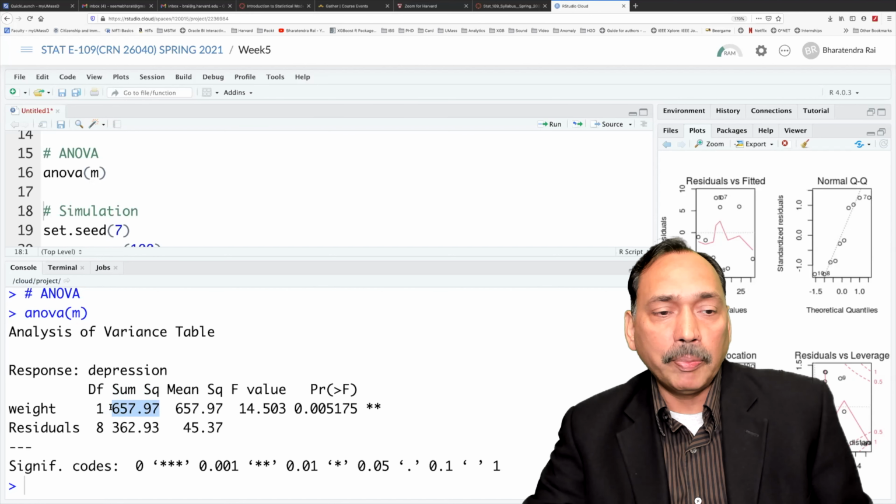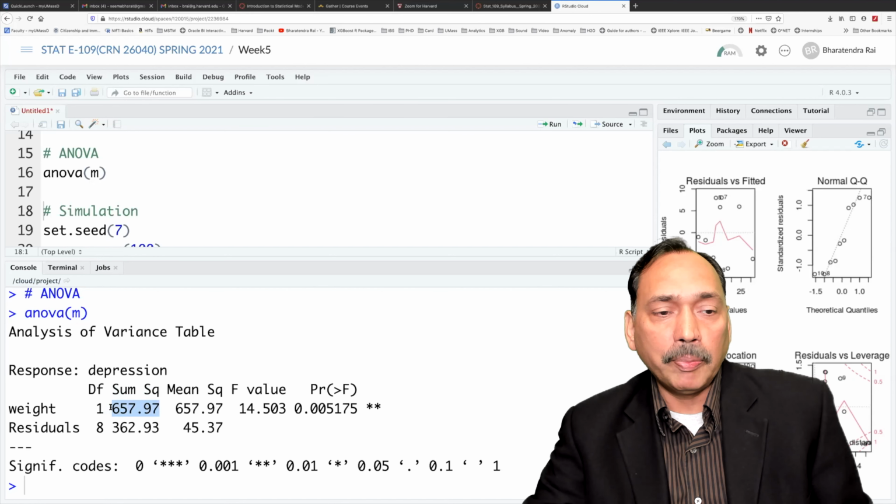When you add 657.97 and 362.93, you get the total sum of squares. So in the sum of squares column, if you add the two, that will give you the total. So let me switch to our PowerPoint.